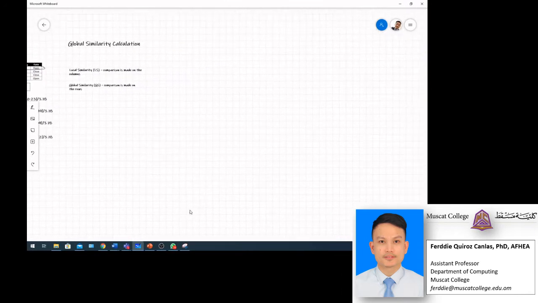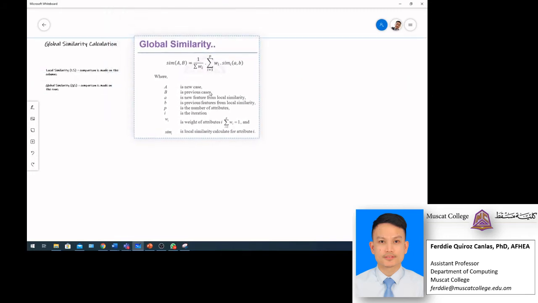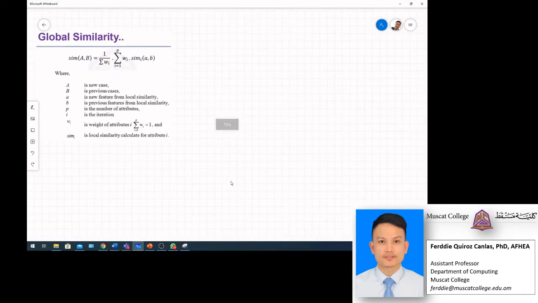Okay, so let me just put it for the global similarity, paste. For the global similarity, we have to follow this formula. It says in here 1 over the summation of the weights. So we have to calculate the summation of the weights. So let's try to calculate first the summation of the weights, 1 divided by the summation of the weights.